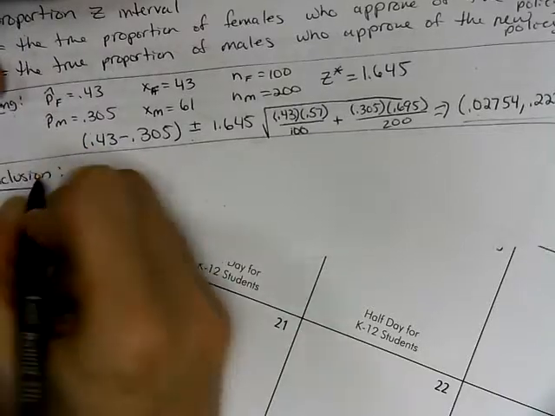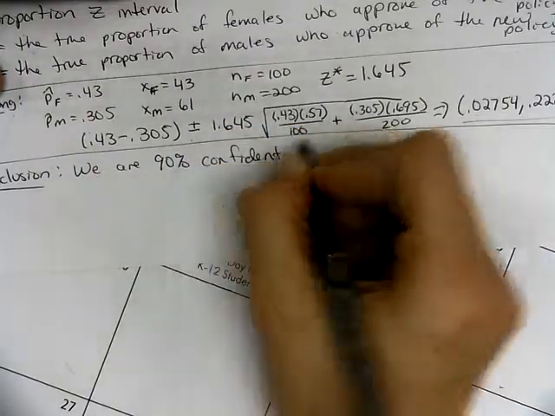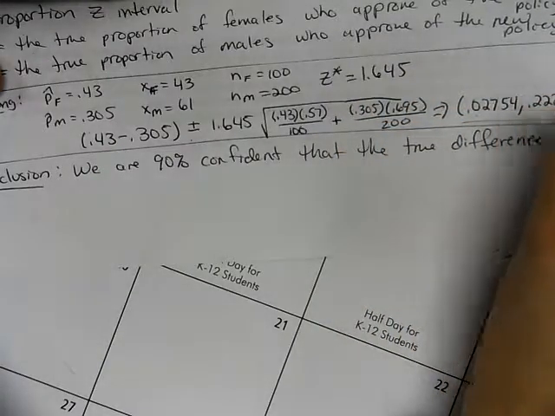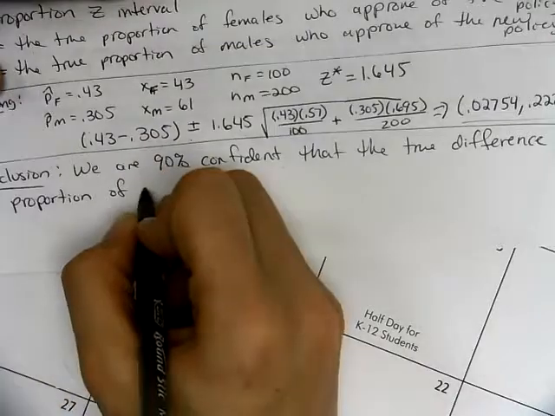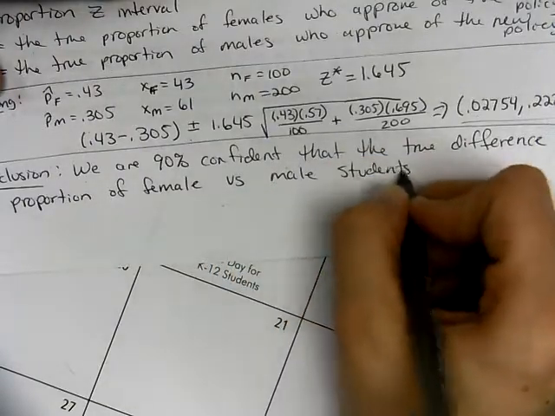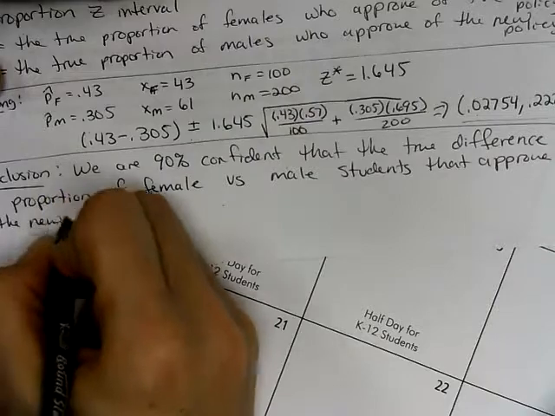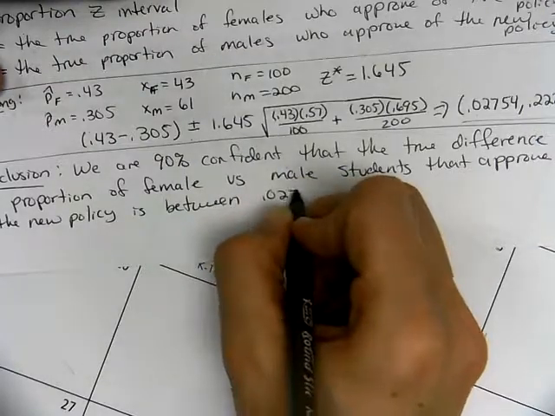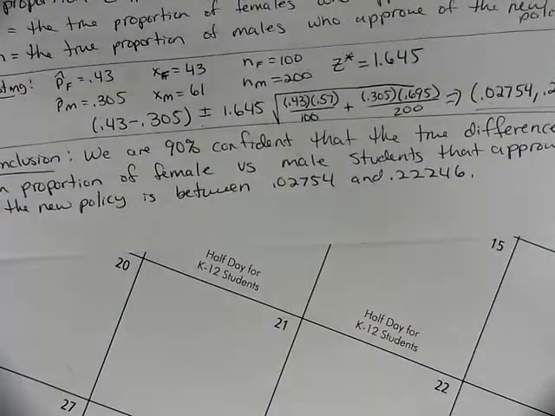But the first part of your conclusion is just to write our normal confidence interval sentence. We are 90% confident that the true difference in proportion of female versus male students that approve of the new policy is between 0.02754 and 0.22246. Okay, there are no units because we're doing proportions.